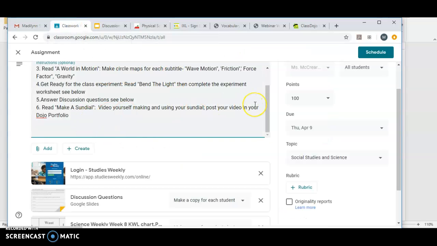And that is every part of our science assignment. Remember, it is a lot, but it's not due till April 9th, and that's Thursday.